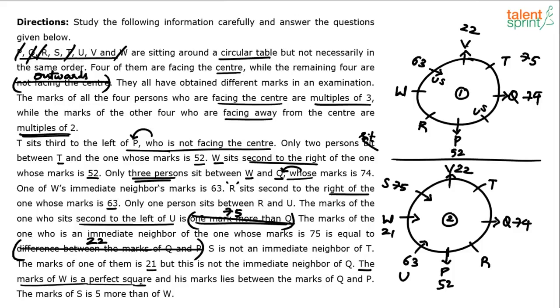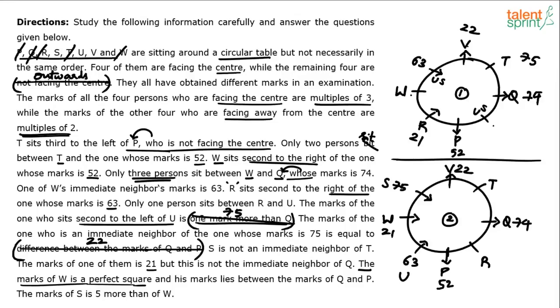The marks of W is a perfect square. So 21 cannot come for W also, because the marks of W is a perfect square. We know that whoever has scored 21 is not a neighbor of Q, so 21 cannot come here. These 3 marks are already fixed. 21 cannot come for W because W has scored a perfect square. So 21 comes for R. And since 21 is a multiple of 3, R is facing center.